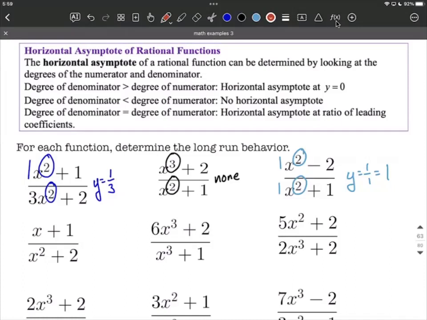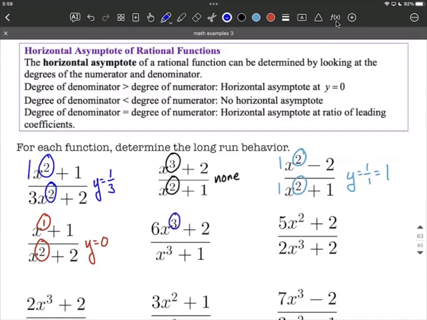Continuing on, let's compare. We have x plus 1 over x squared plus 2. We have to remember there's automatically a 1 up there in the exponent. So 1 compared to 2. This time the denominator has a bigger degree. So it's automatically y equals 0.